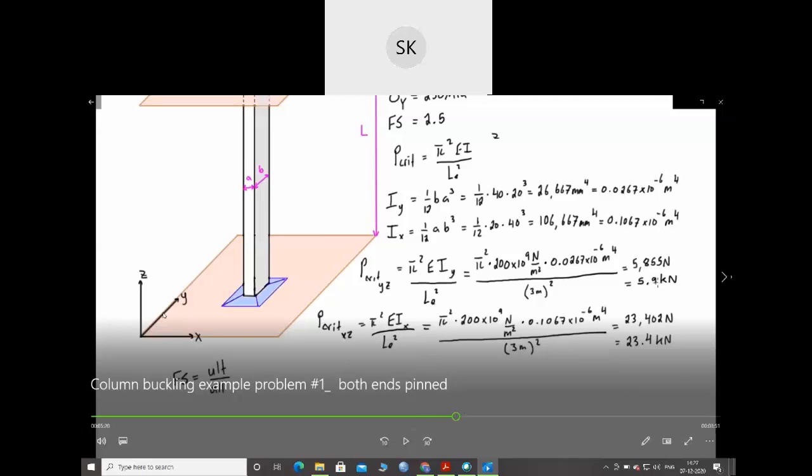Then factor of safety is given, so you can find the allowable load. How much will be the allowable load in this column with this condition? You can find it by this formula: Fs is equal to ultimate by allowable. So ultimate is 5.9, divided by factor of safety 2, and we get the allowable load. So my allowable load is 2.36 kilonewton.